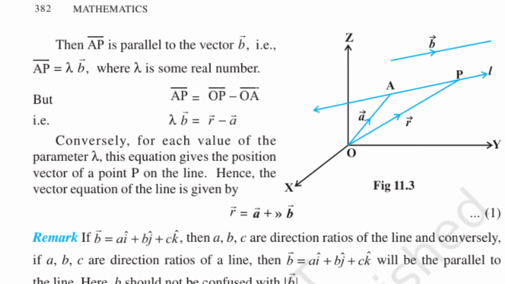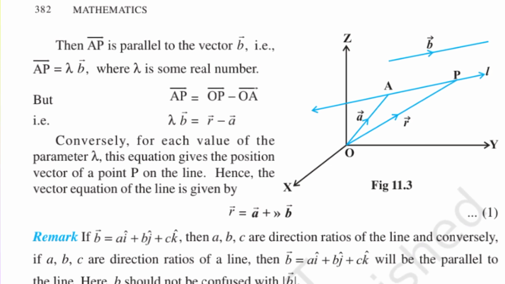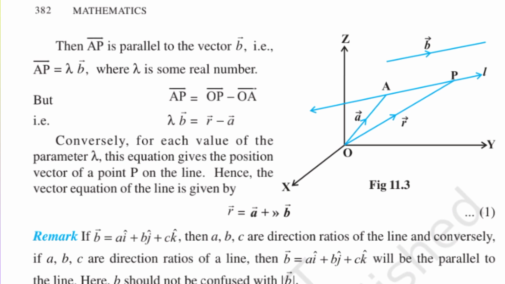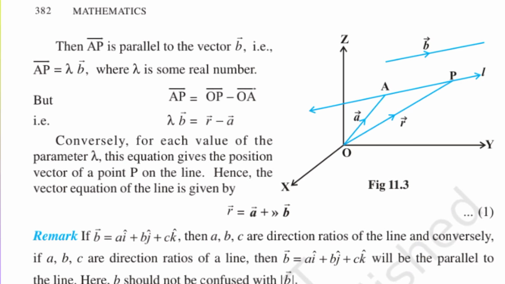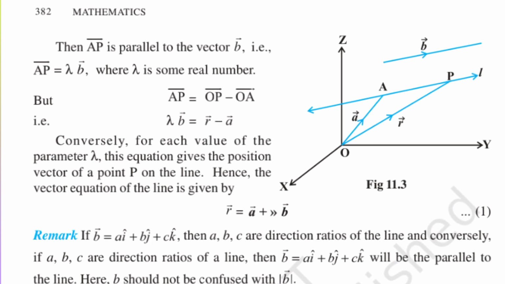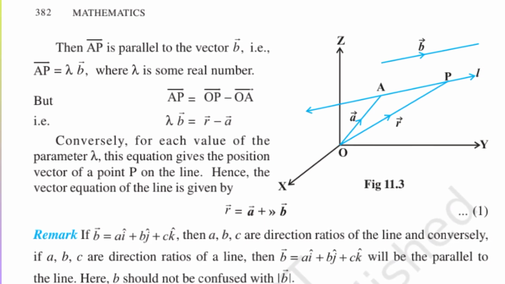AP is equal to OP minus OA, that is, r minus a is equal to lambda b, for each value of the parameter lambda. This equation gives the position vector of a point P on the line. Hence, the vector equation of the line is given by r is equal to a plus lambda b. Look at the figure 11.3.